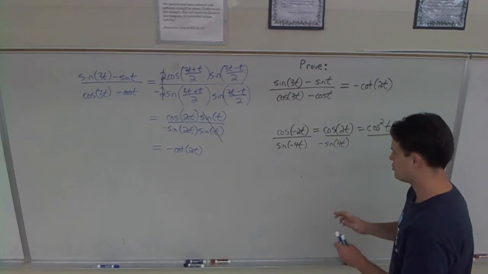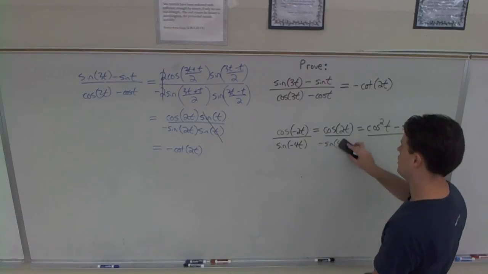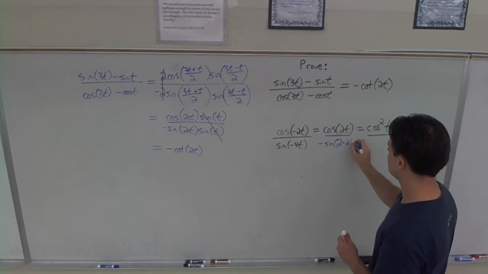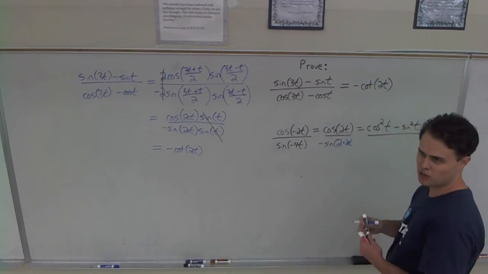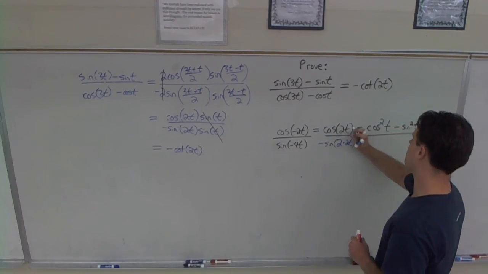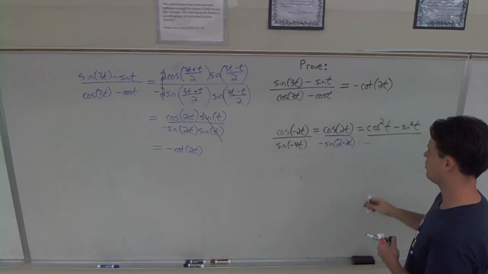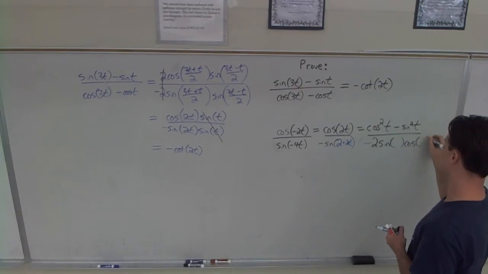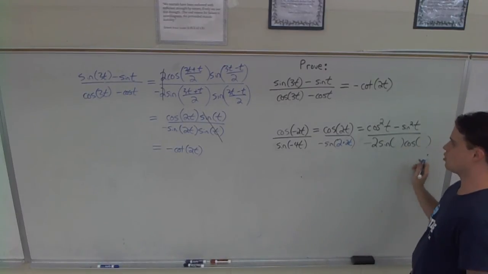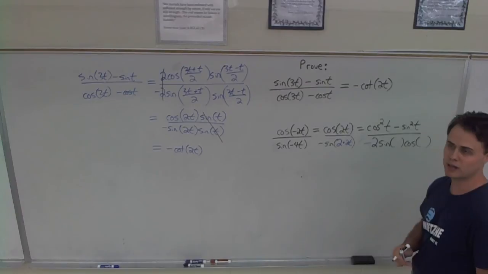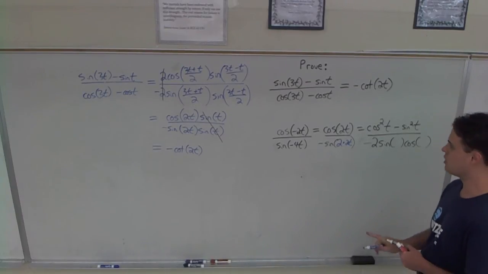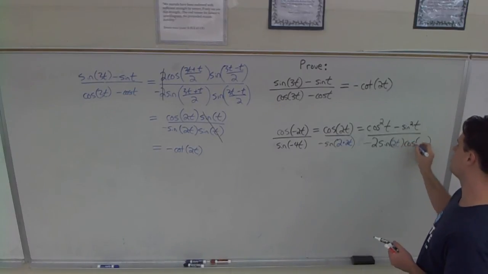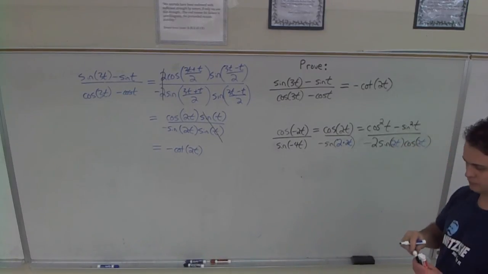Sine of double doesn't work like that, but 4 you can think of as something doubled. 4 is 2 times 2, so you could say that's equal to negative 2 sine cosine. That's how sine of a double angle works. But here I'm not doubling just t, I'm doubling 2t. Does that make sense?